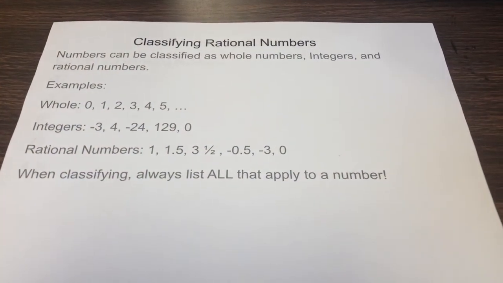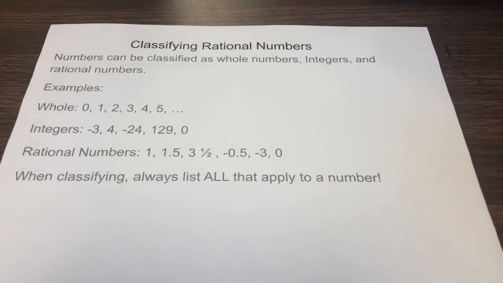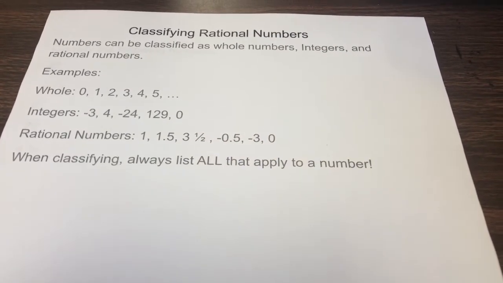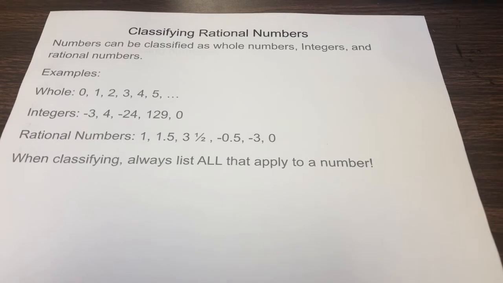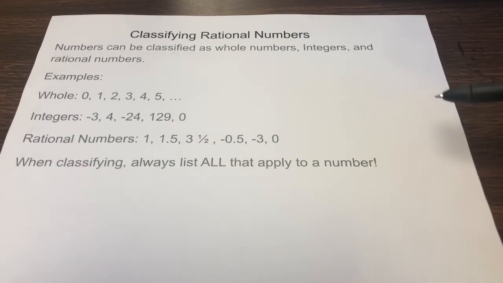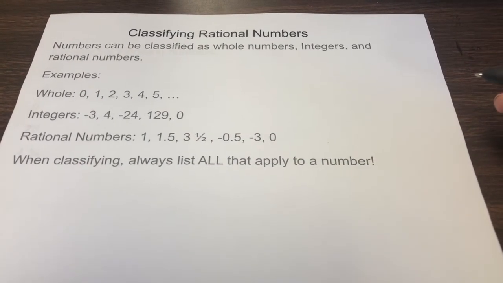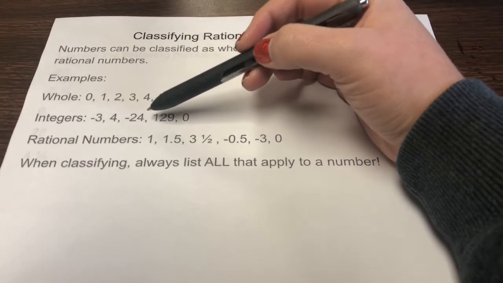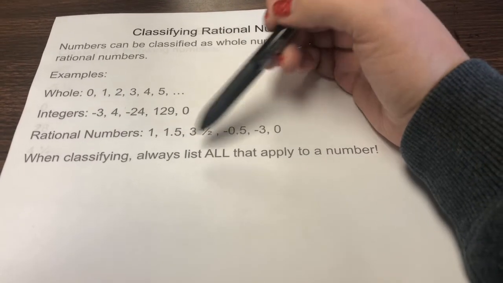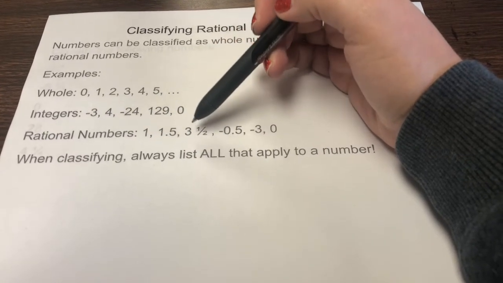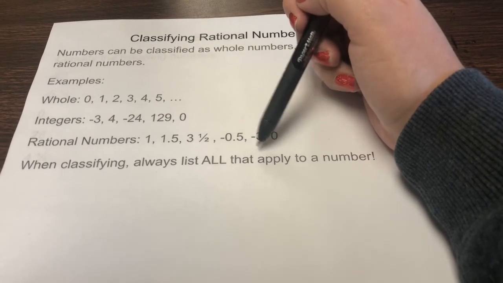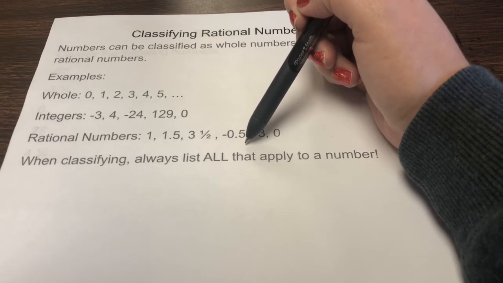Classifying rational numbers. Numbers can be classified as whole numbers, integers, and rational numbers. Here are some examples. Whole numbers, there's 0, 1, 2, 3, 4, 5, those numbers you've been using since kindergarten. Then you have integers. Now remember, integers are whole numbers and their opposites. So that's negative 3, positive 4, negative 24. Those are considered integers. Even 0 is considered an integer. Rational numbers are whole numbers, integers, fractions, mixed numbers, decimals, all of those things. Anything that can be expressed as a fraction.